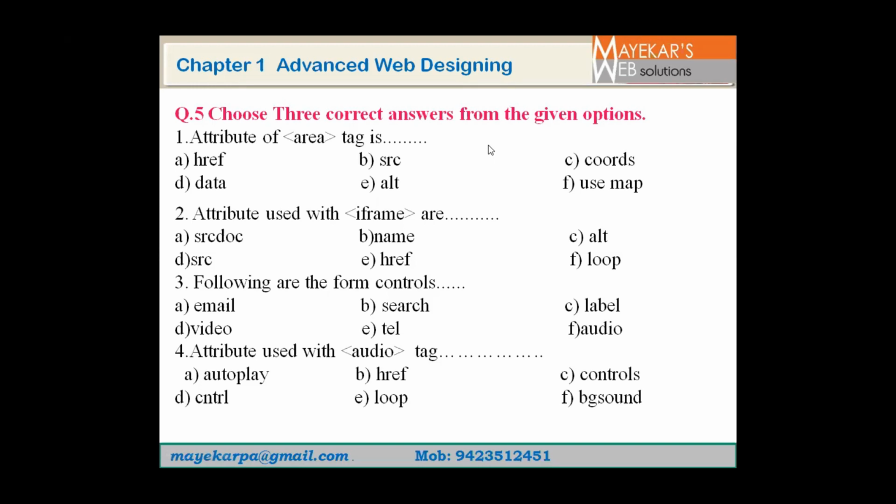So we got these 3 options, that is href, coords and alt. You don't have to think about the 6th option. So href, coords and alt are right answer.